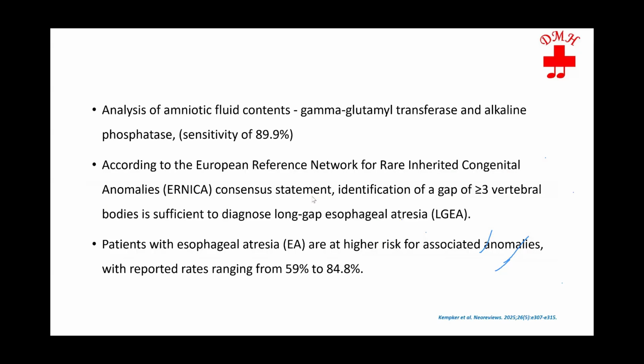Okay. So analysis of amniotic fluid contains GGT and alkaline phosphatase. These are the markers which will tell you that this is TEF specific. So this can be analyzed and the sensitivity of these markers for TEF is around 89.9%. Okay. And when the gap between the upper pouch and the lower pouch is more than or equal to 3 thoracic vertebral bodies, then it is called long gap esophageal atresia.